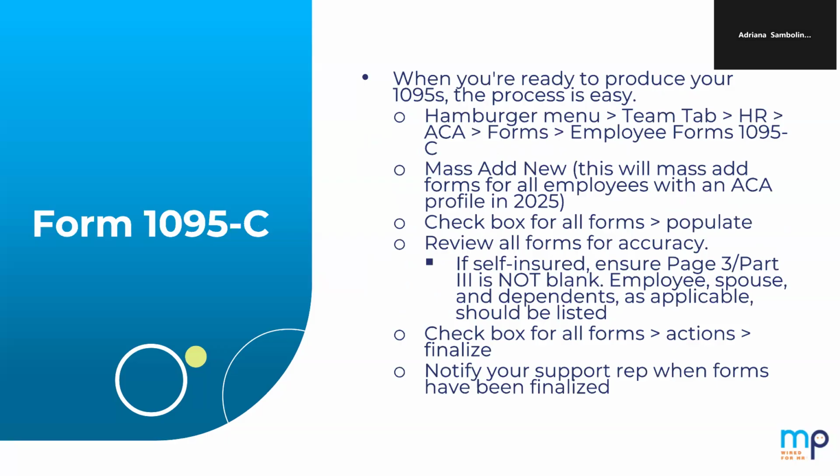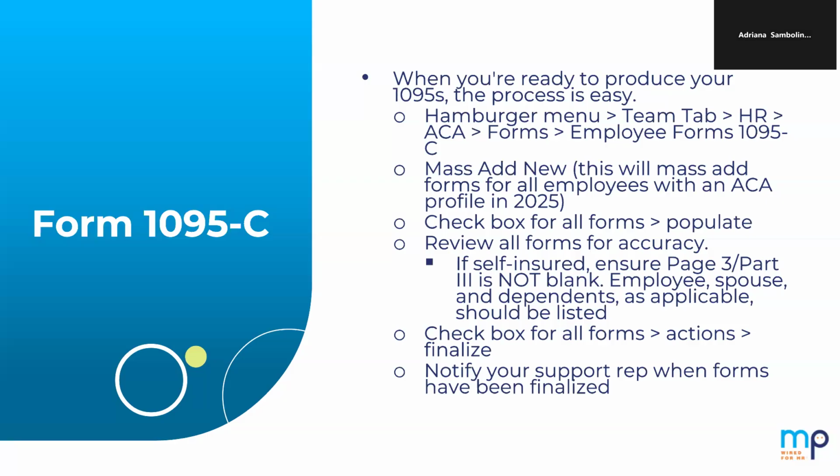So then the 1095s, this really is the bulk of ACA. When you're ready, all you have to do is follow these steps to produce that 1095. You go in there and mass add all of the forms. Remember though, the forms are added based on people with an ACA profile. So if you have part-time people that you've added profiles for because they're right along that 30 hours per week cusp, then you'll want to delete those if they didn't actually meet the requirements to offer benefits. You don't need those forms. But once you have all the forms for the people you really need to produce them for, you check the box, populate all the forms, and review them.